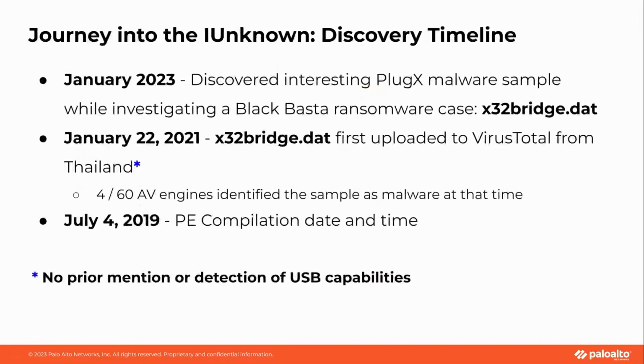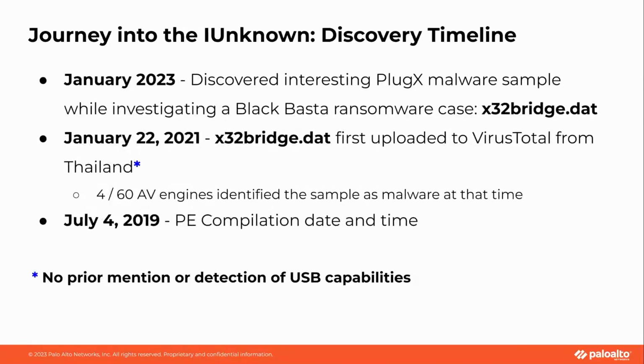So, journey into the IUnknown. For those who don't know, IUnknown is a pun on COM. IUnknown is the base interface for all COM interfaces. And this is our discovery timeline here. It's a little backwards. So in January of 2023 of this year, we discovered this x32bridge.dat while investigating a Black Basta ransomware case. It's not uncommon for us to find multiple threat actors deploying different tools. In this case, you have Black Basta using PlugX.